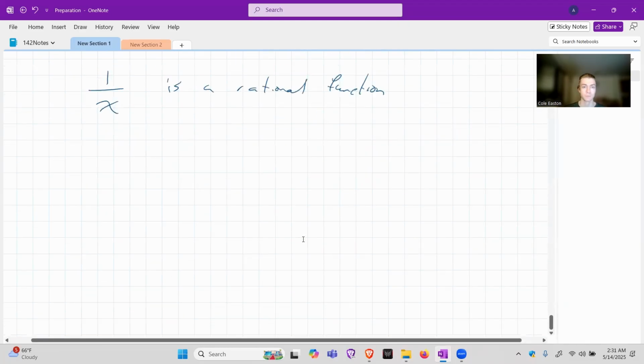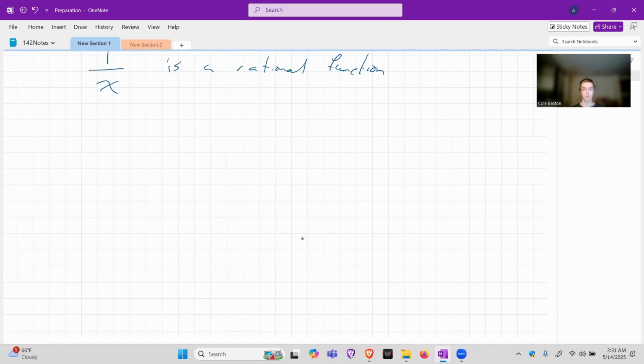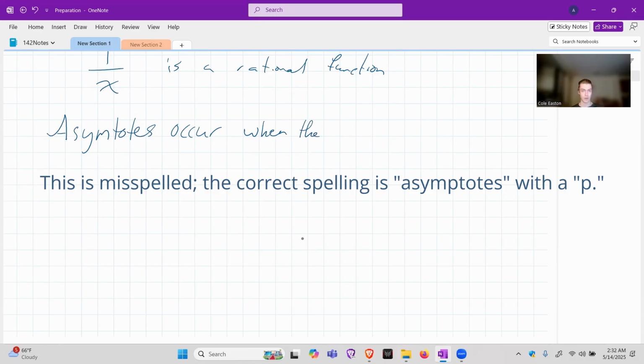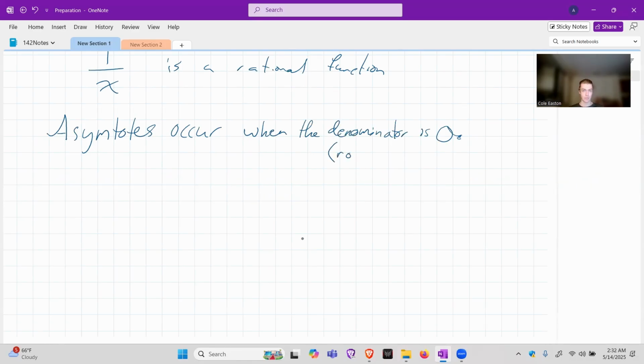The main thing that can happen with rational functions that can't happen with polynomials is that you can have asymptotes. When your denominator is 0, you're dividing by 0, so you're undefined. And as you approach something that's getting really small, you're going to explode. You're going to get really big or really small. So let's start with this statement: asymptotes occur when the denominator is 0. In another sense, they're the roots of the denominator.